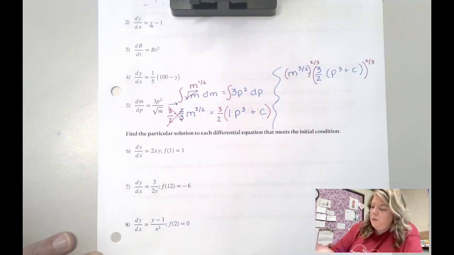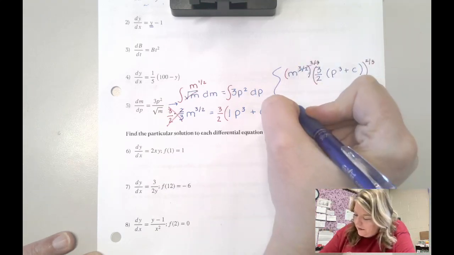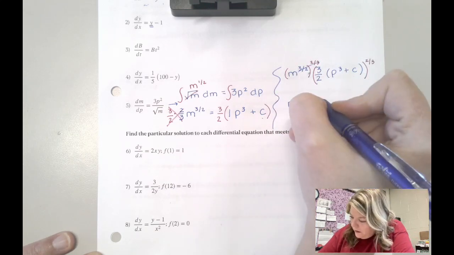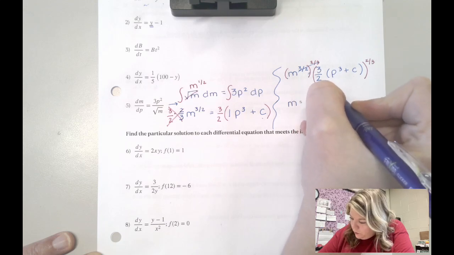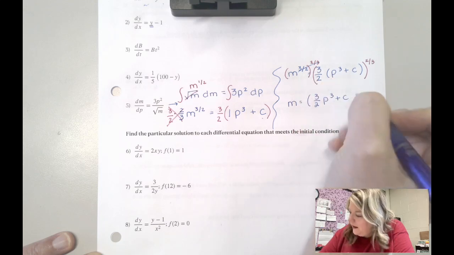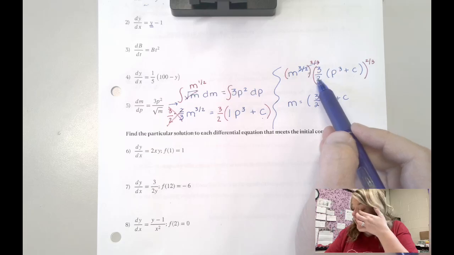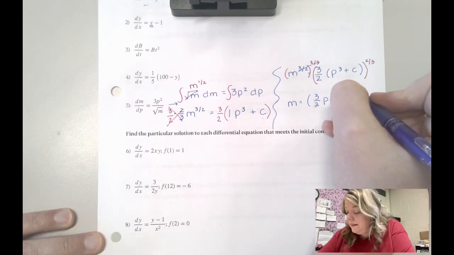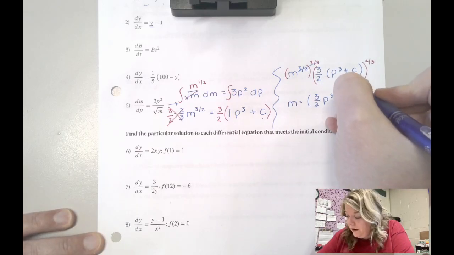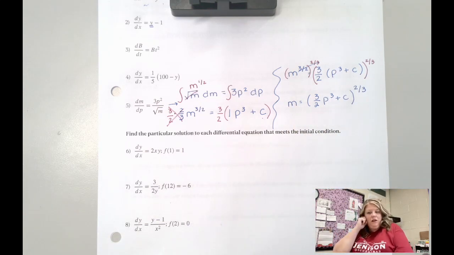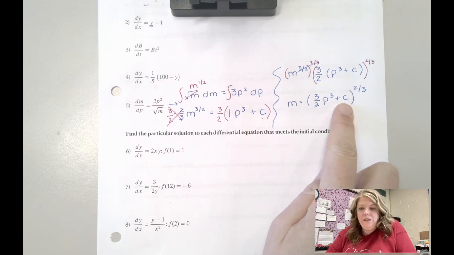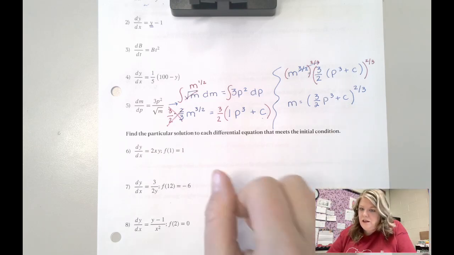So I would probably write my final answer here as m equals 3/2 p cubed plus c. Again, I ditched the parentheses because I don't really care about distributing that 3/2. It's not wrong if you left the parentheses in there, and then this would be to the power of 2/3. That's my general solution. Okay? If you did distribute the 3/2 and called this 3/2c, that's fine.